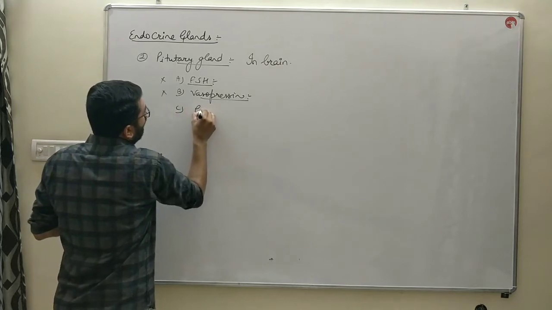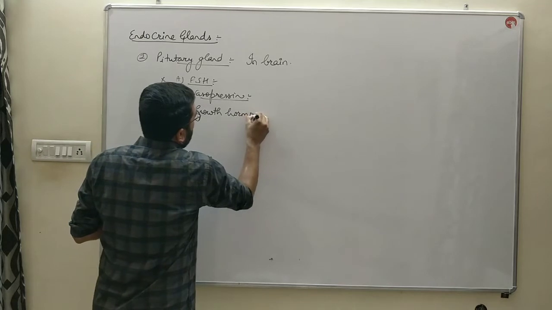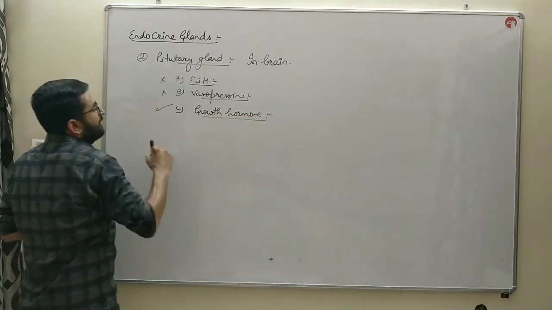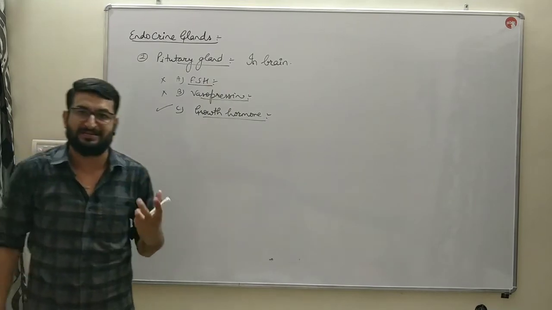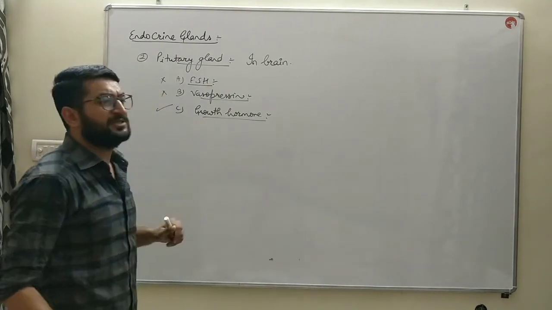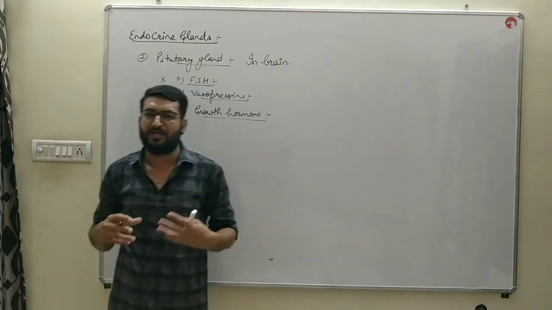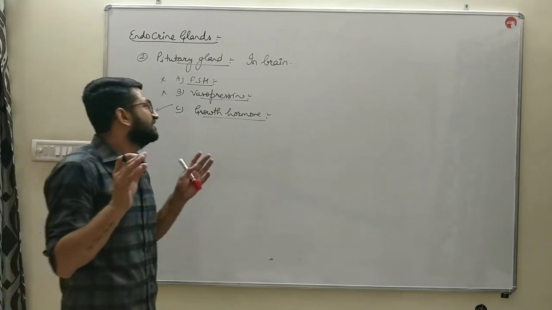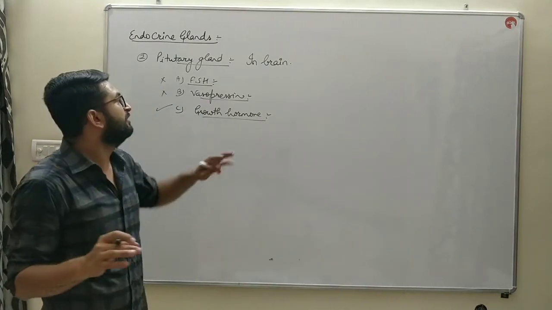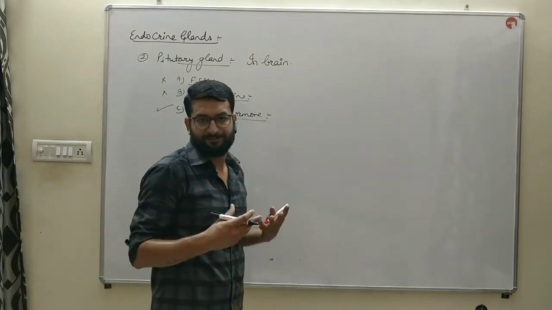Next is growth hormone, a very important hormone for your board exams. Growth hormone is also known as somatostatin. Growth hormone is released at a particular age, which controls the growth of the body by increasing the length of the bones. And after a certain age, the growth hormone inhibitory hormone released by the hypothalamus will stop its secretion.